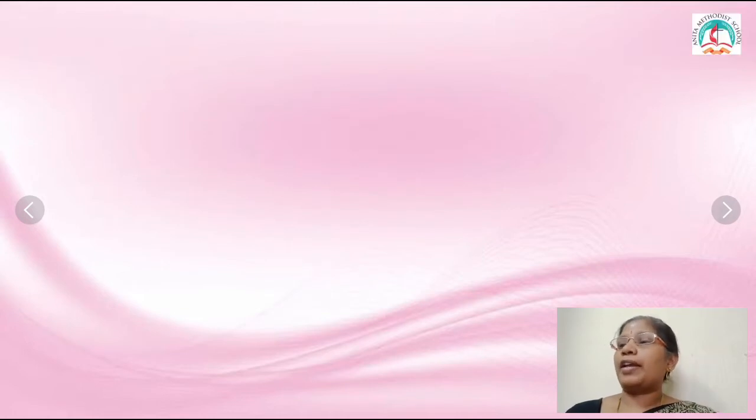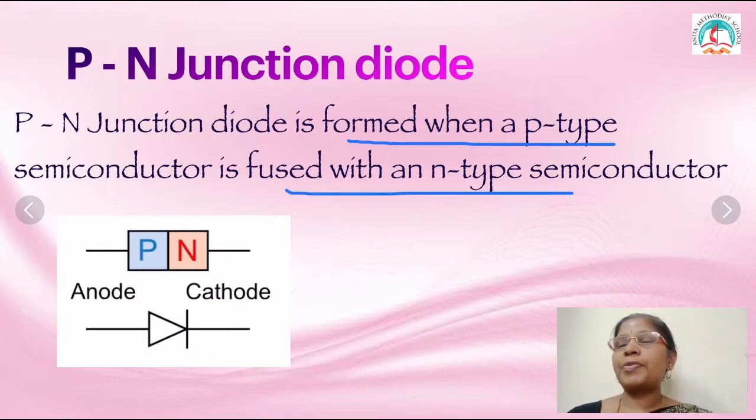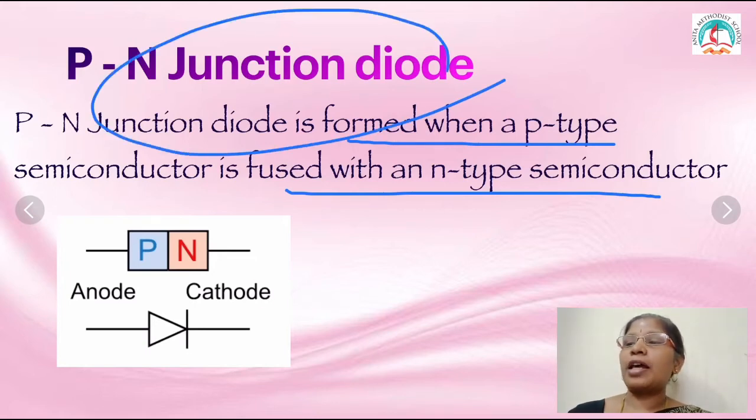Now the next topic is the PN junction diode. What is meant by a PN junction diode? When the p-type semiconductor is fused with the n-type semiconductor, the PN junction diode is formed. Now this is a circuit diagram where this is p-type and this is n-type, both fused together, so the PN junction diode is formed. This is a representation of a diode. The triangle represents the positive end of the diode, that is the anode. The line represents the negative end of the diode, that is the cathode. This is the symbolic representation of the diode.